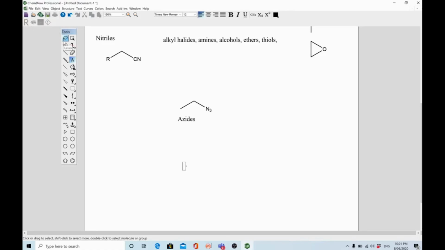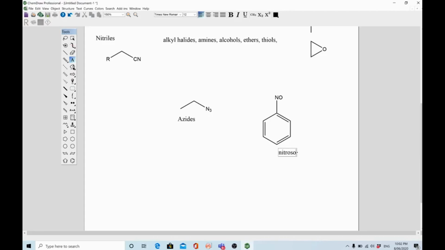And then there are also nitrous compounds like this one, with a carbocation chain, but instead of two. So these are called nitrous compounds.